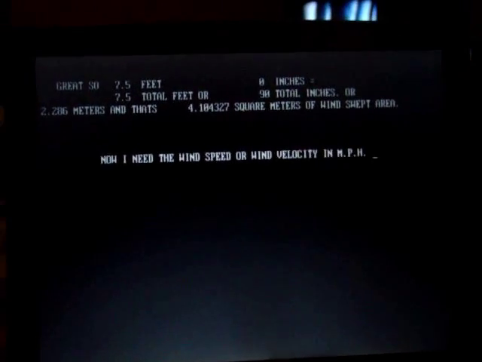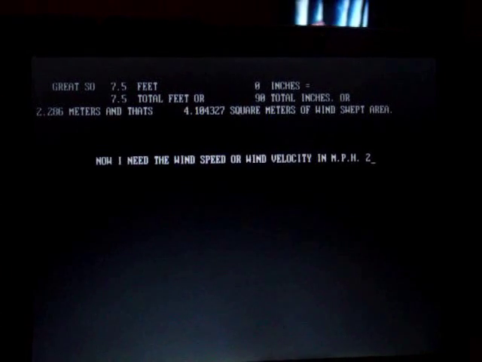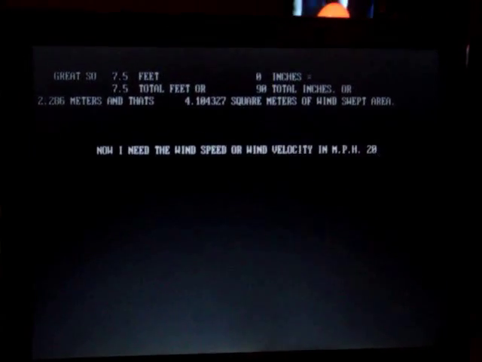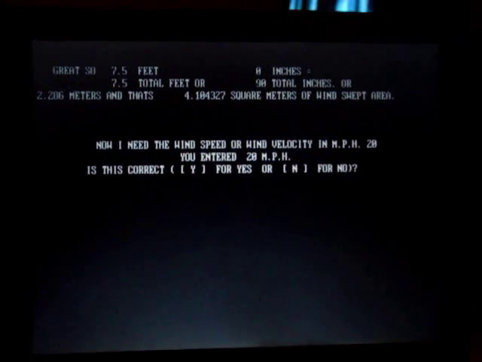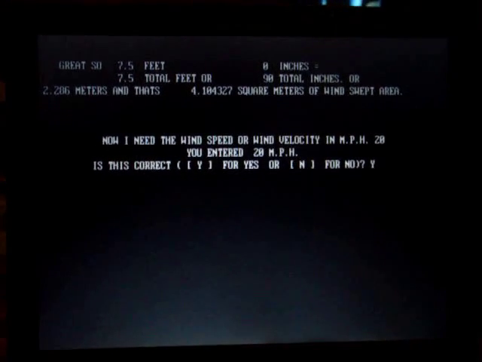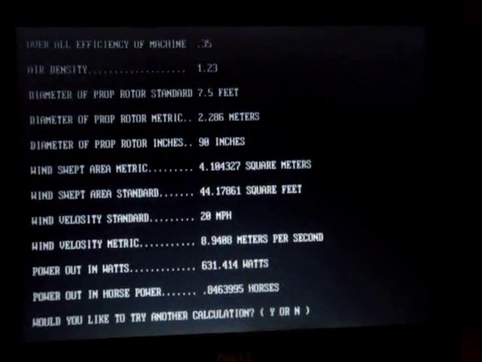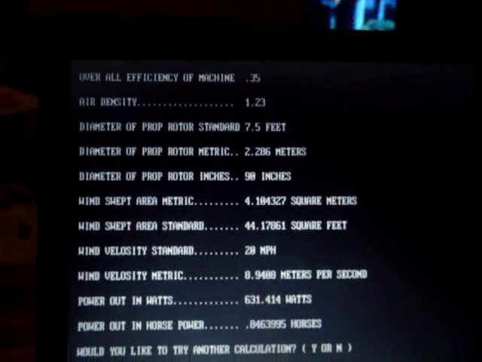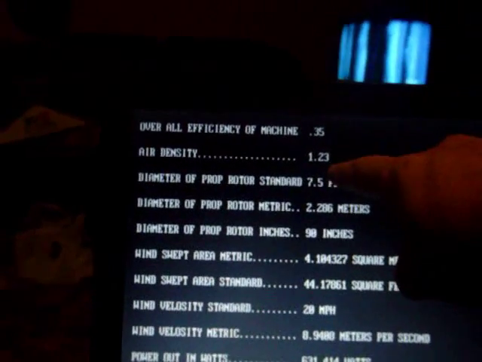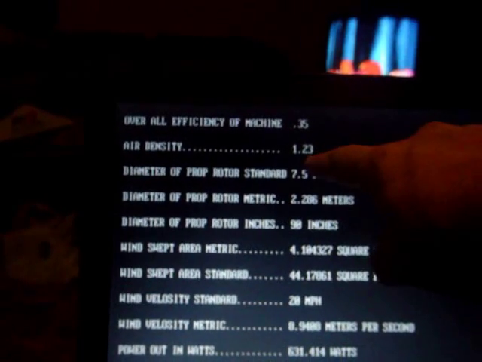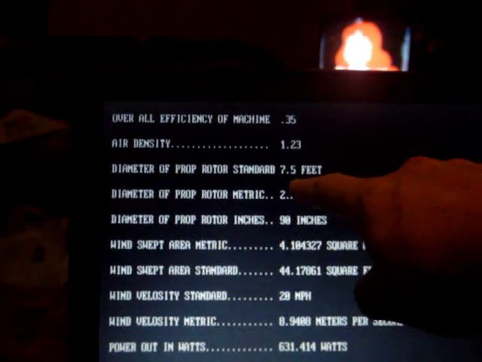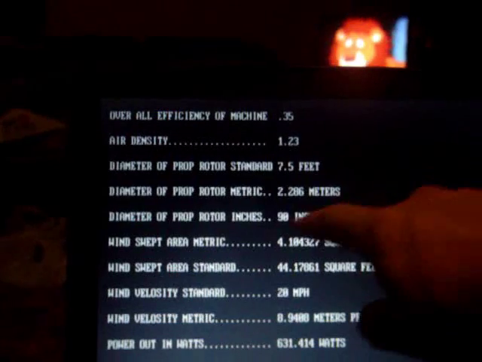Now I need the wind speed. Let's go with a 20 mile an hour wind. Is this correct? Yes. And elevation in feet, I'm just going to go at the 1.23. Okie dokie, anytime when ready. Overall efficiency of the machine, 0.35. Air density is 1.23. Diameter of the rotor, 7.5 feet.